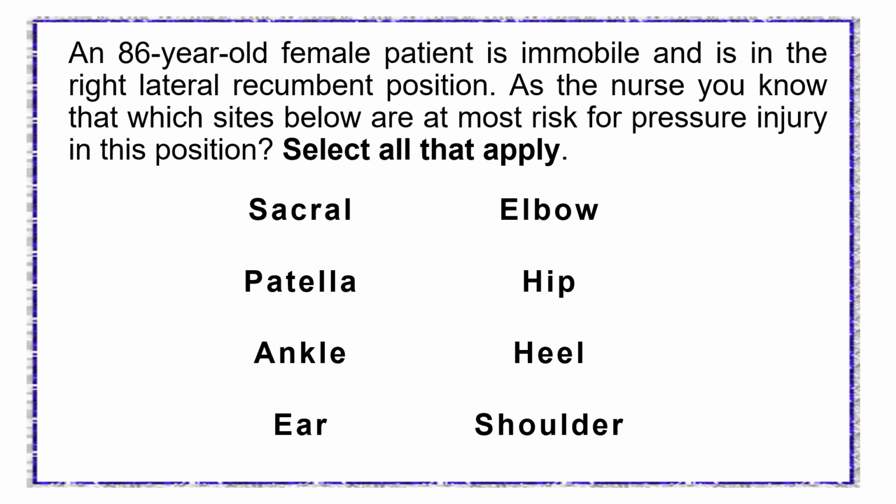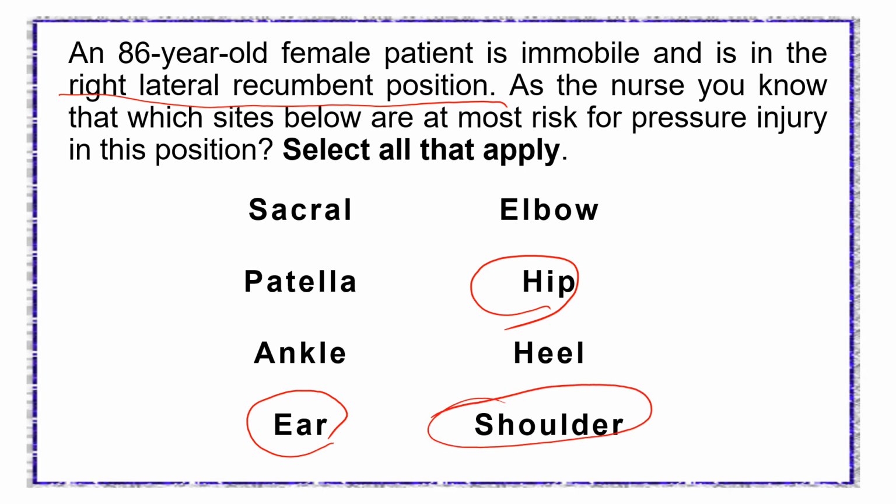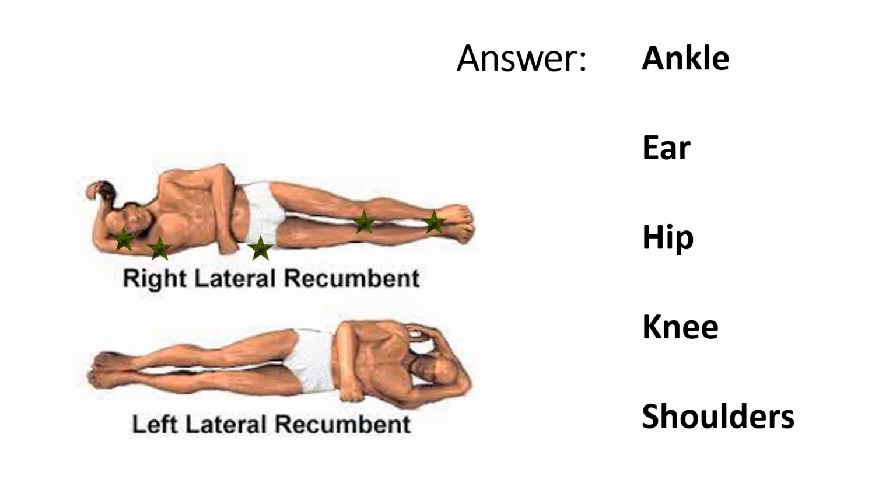All right, an 86-year-old female patient is immobile and is in the right lateral recumbent position. As the nurse, you know which sites below are most at risk for pressure injury in this position. Select all that apply. So with this one, you're going to have to picture the patient in the right lateral recumbent position. Then just pick all the ones you feel. So definitely the ear, the hip, the shoulders. Okay, let's see. Here we go. You can look at all the stars here.